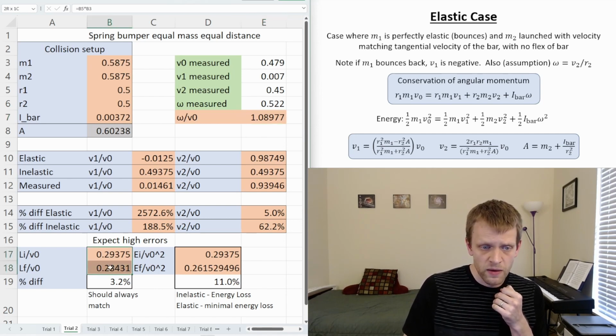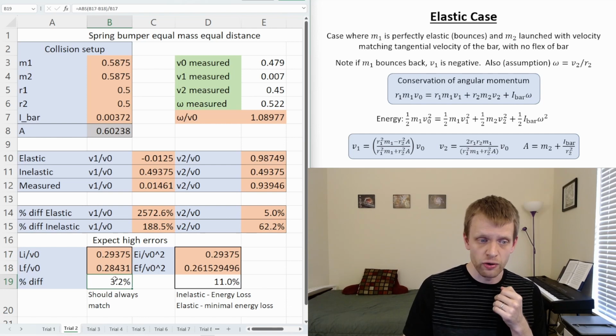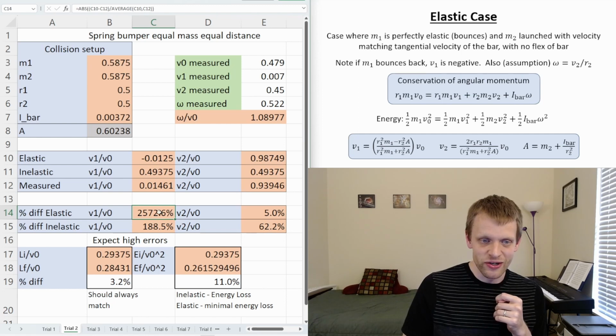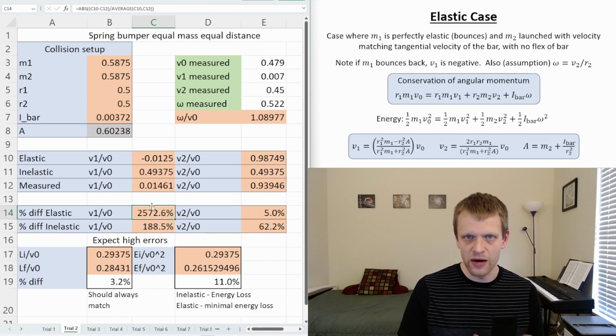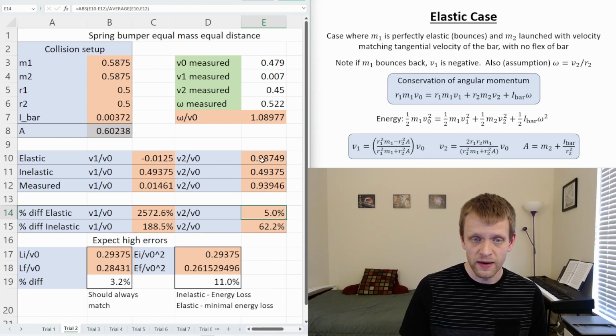Once again, when measuring this angular momentum, we were only 3% off between our initial and our final angular momenta. Energy, again, we were using the spring bumpers, so that was almost conserved. Once again, these numbers in here are going to be very high percent errors just because these velocities are so small and they're actually straddling around zero. So that's kind of an artifact of how this percent difference calculation works. But when we look at cart 2, we see that we matched pretty well.